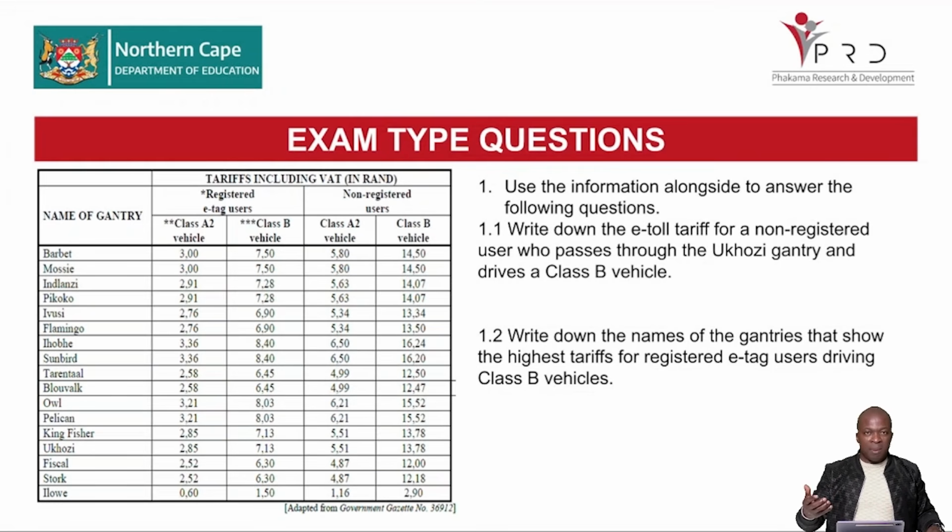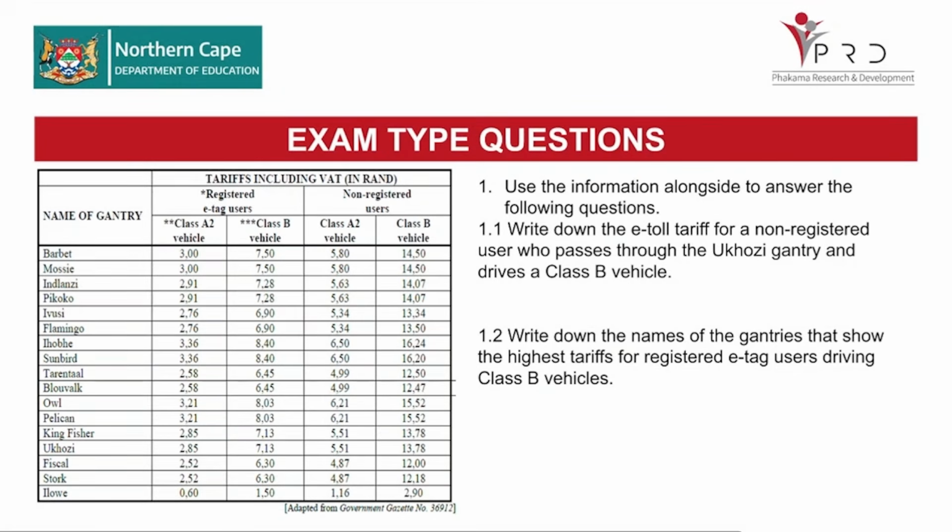Look at the first one. What is the examiner asking for and what are you supposed to highlight? If you look closely, yes, we are looking for the tariff, but the tariff must be based on non-registered. The person must be going through Ukozi gantry, and the person must be driving a Class B vehicle. Those are the key points. So identify them, write them down, and let us move on.